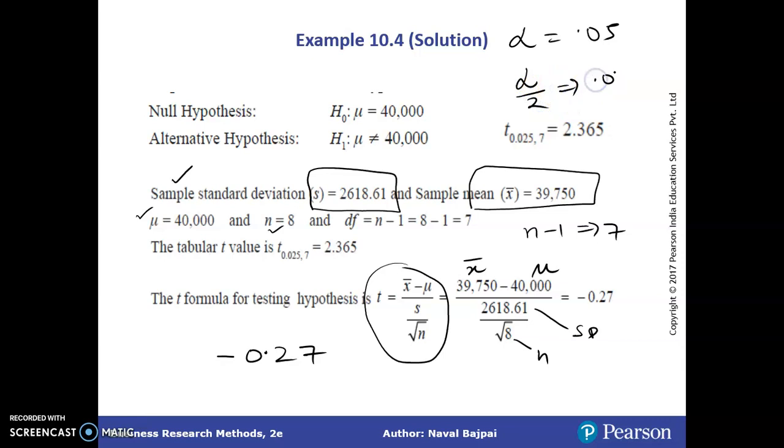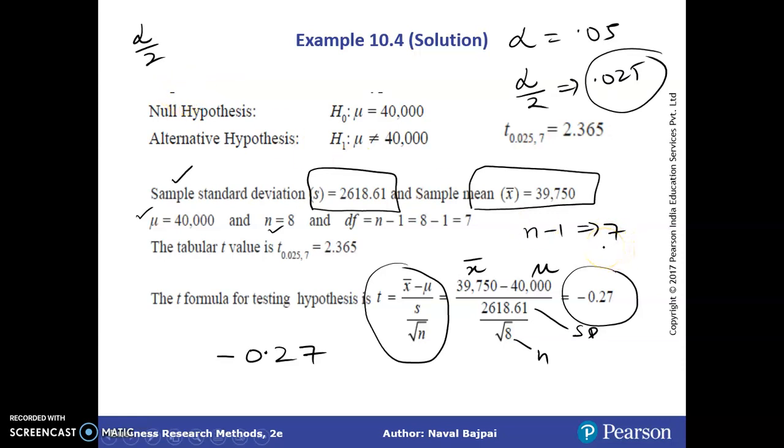So what we do, we check the t value based on this information, alpha by 2, which is 0.025, and the degree of freedom, and this t statistic. The t statistic we have calculated in our case is minus 0.27. For alpha by 2, or say at 0.05 level of significance for a two-tailed test, what should be the value of t given the degree of freedom is 7?